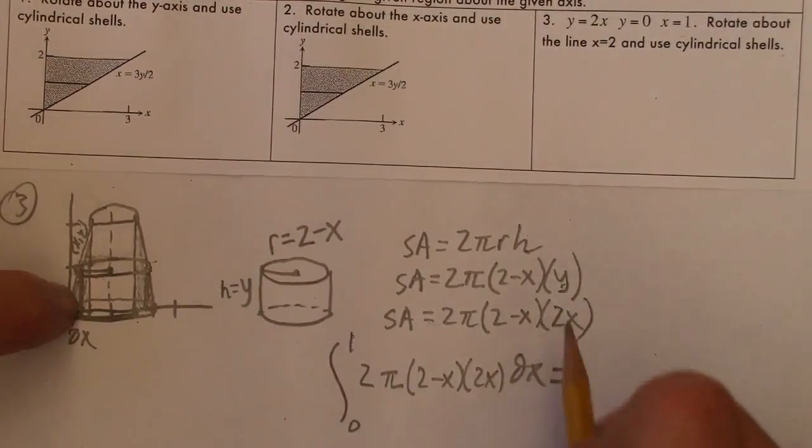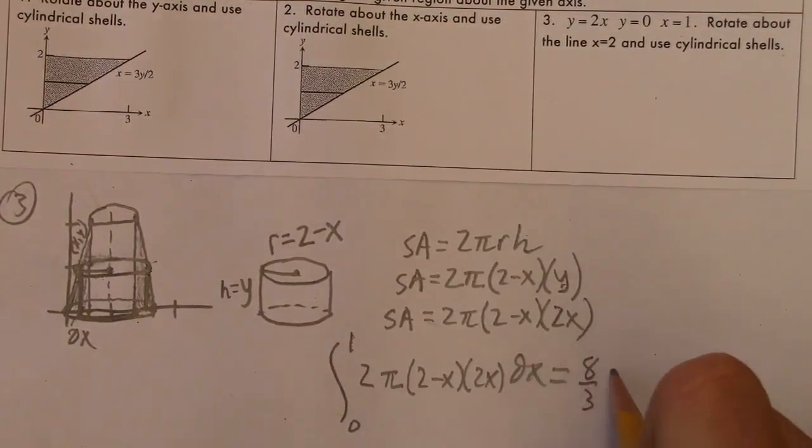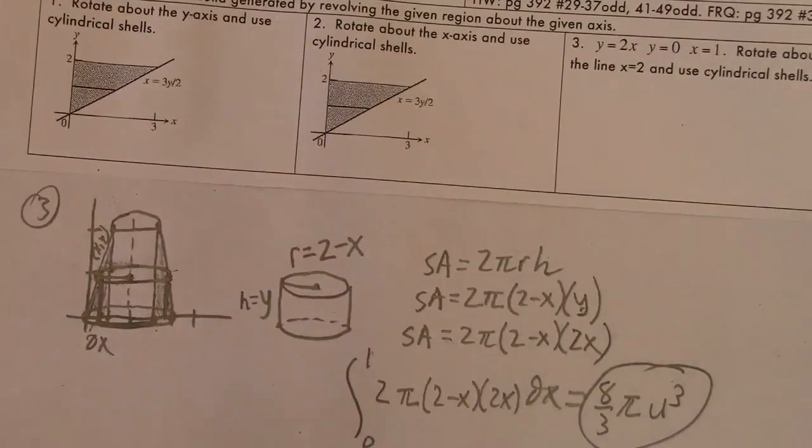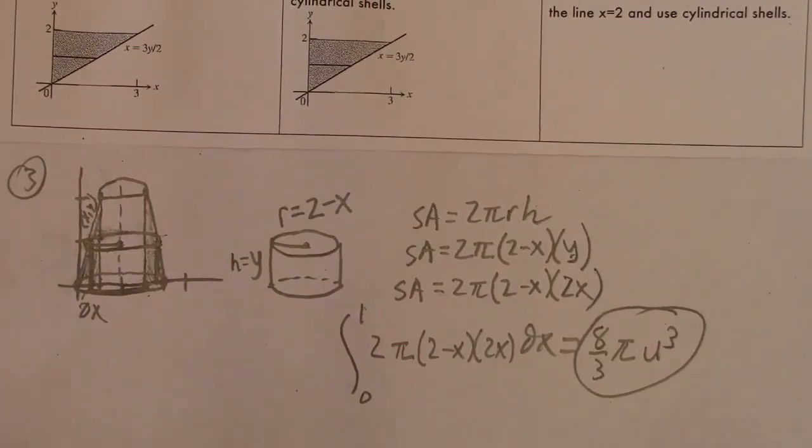And then I use the calculator, and what would I get? 8 over 3 pi units cubed. So typing that into fnInt and getting the volume there, it would be 8 over 3 pi units cubed.